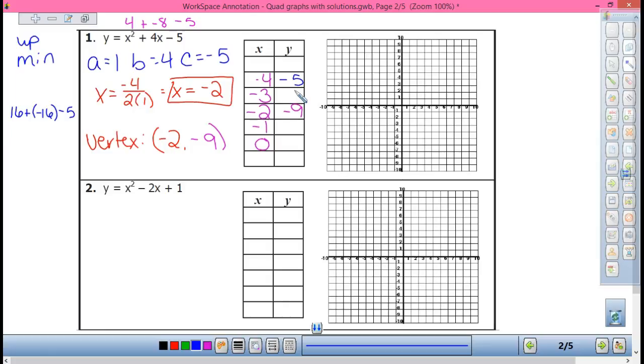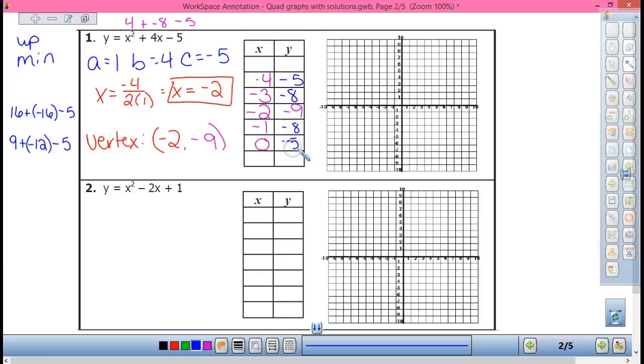Okay, now what do I have to plug in? Negative 3. So negative 3 squared? 9 plus 4 times negative 3? Negative 12 minus 5? Negative 8? Okay, what should this be? Negative 8. What should this be?